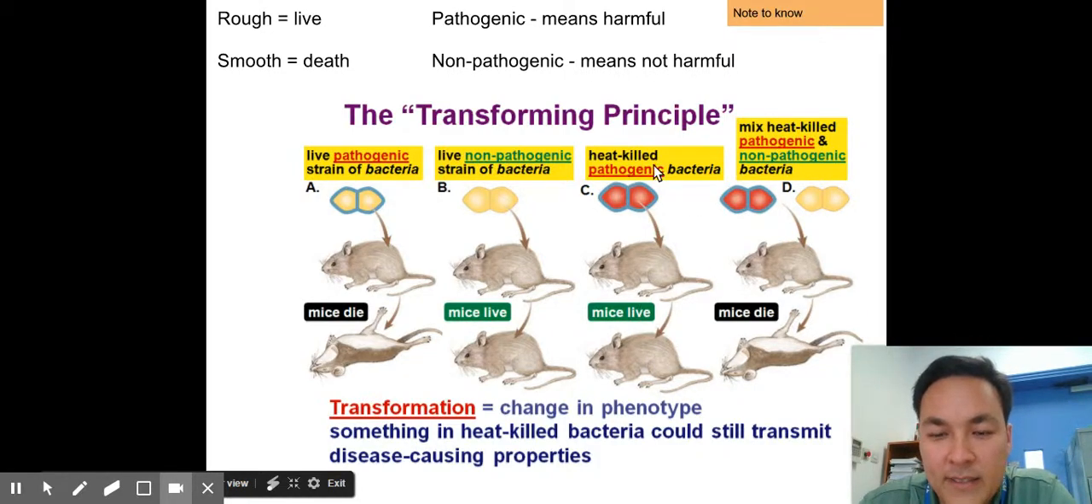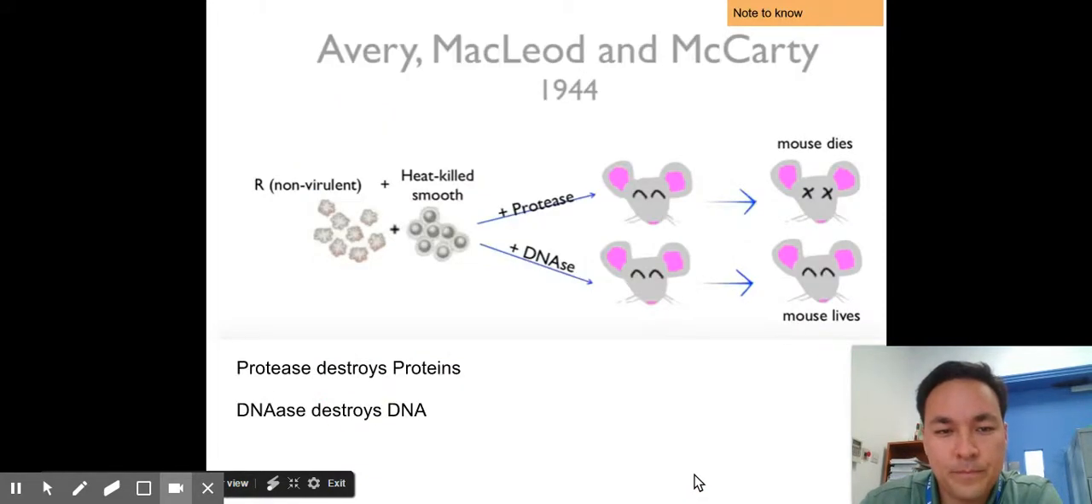Well, then he mixed the heated-up pathogenic pneumonia bacteria with the non-pathogenic, or the rough one, and it ended up transforming the non-pathogenic one into something that can kill the mouse. So this dead bacteria that was heated up transformed the rough bacteria, the one that's non-harmful, into something deadly. So what causes bacteria to change or transform like that?